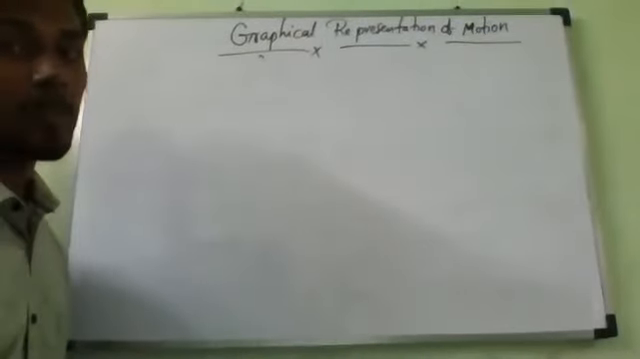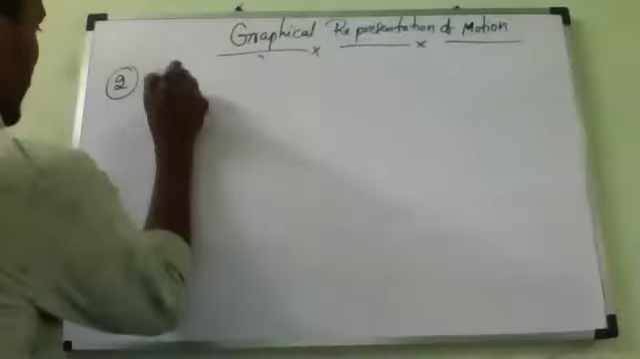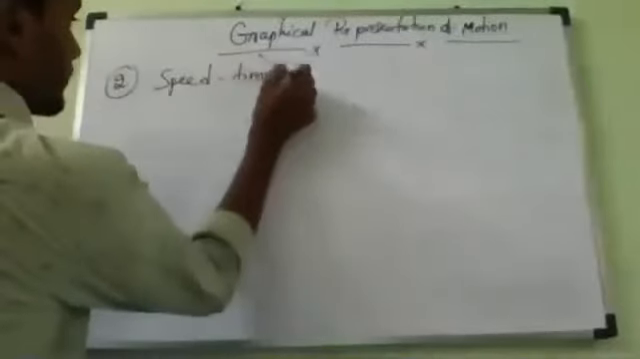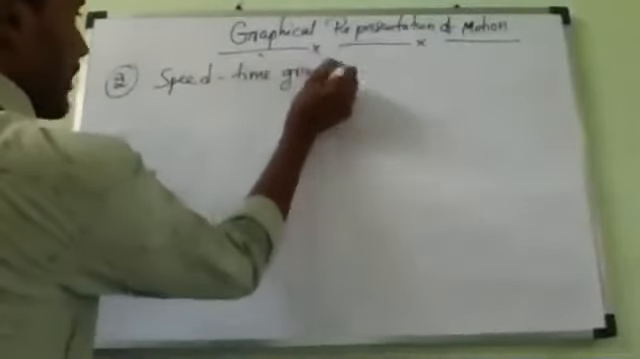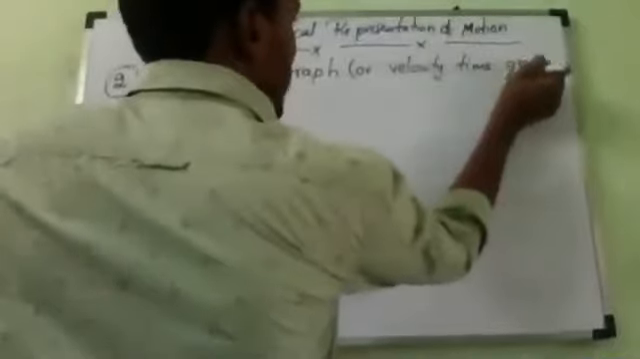So the next type of graphs which we are going to study is the speed time graph, the second type of graphs. Speed time graph, or we can call it as what? Velocity time graph. Both are the same. Speed time graph or velocity time graph.